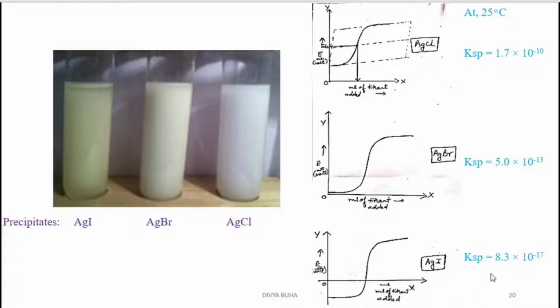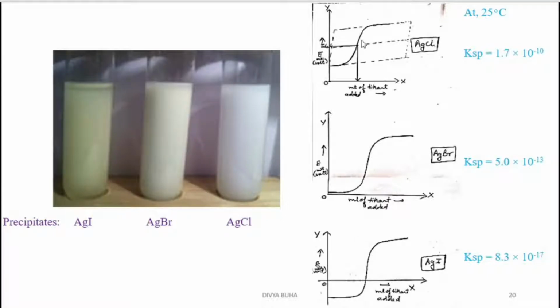And the KSP for silver iodide is 8.3 into 10 raised to minus 17 at 25 degrees Celsius. And if you see the difference in the graph of EMF versus the ml of the titrant added, you can see that all of these graphs are sigmoidal shaped. That is this shape, it is referred to as a sigmoidal shape. So in all of the graphs you will be getting the sigmoidal shape.